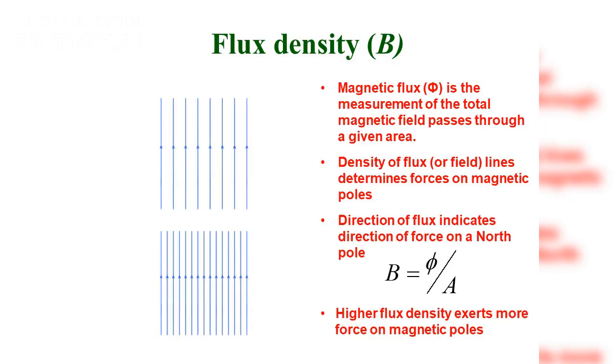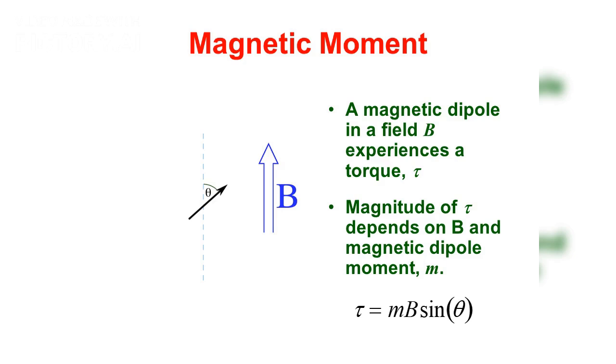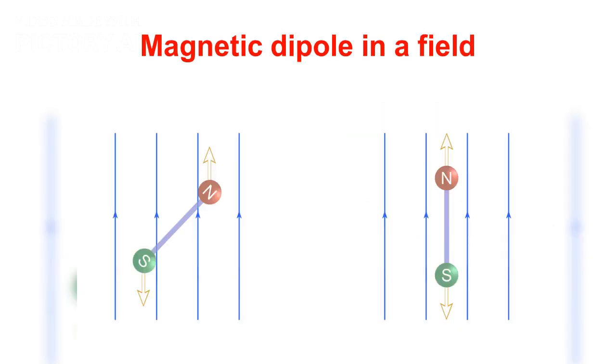Magnetic flux density, or B, measures the strength of the magnetic field passing through an area. Higher flux density means stronger magnetic forces. A magnetic dipole in a field experiences a torque, which depends on the magnetic field strength and the dipole moment. A magnetic dipole aligns with the magnetic field, showing the interaction between the dipole and the field lines.